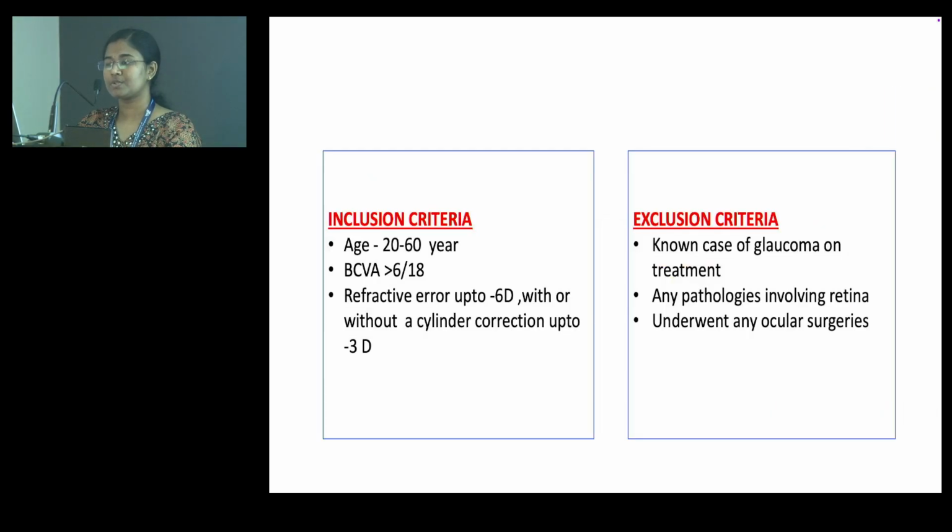Inclusion criteria: age group between 20 to 60 years, best corrected visual acuity more than 6/18, and a refractive error up to -6 diopters with astigmatism correction up to -3 diopters. Exclusion criteria: any non-case of glaucoma patients, any patients with retinal pathologies, and those who underwent ocular surgeries.